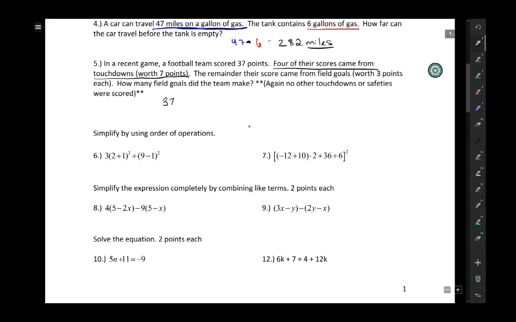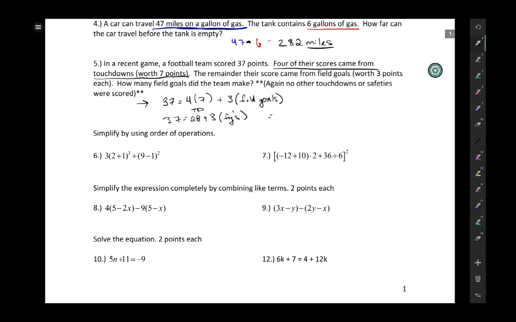So we have 37 total points were scored. We know that they scored four touchdowns at seven apiece. The rest has to be worth their field goals. So 3 points times field goals. Okay. You don't necessarily need a fancy formula if you can solve in your head, but 37 equals 28 plus 3 times our field goals. Meaning out of that, 37 minus 28, that means they scored 9 points. At three each, so they must have scored three field goals.